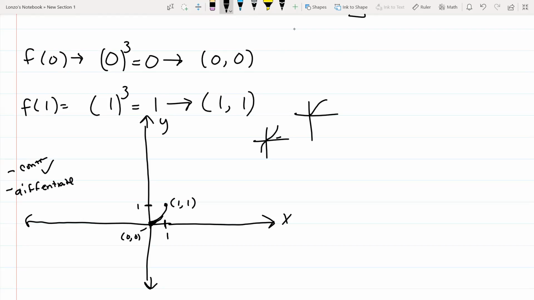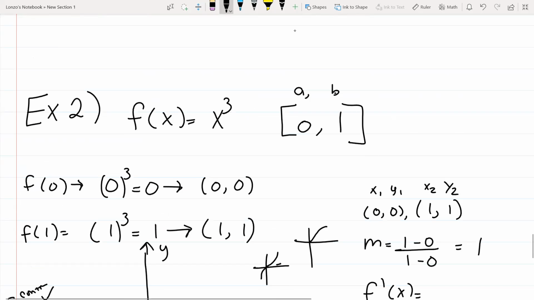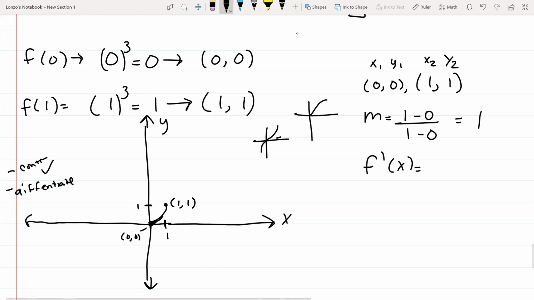So we have 2 points, 0, 0, and 1, 1. Let's find the slope, x1, y1, x2, y2. So my slope is going to be 1 minus 0 over 1 minus 0, which is 1. And then let's find f prime of x. If our function is x cubed, f prime of x would be 3x squared.